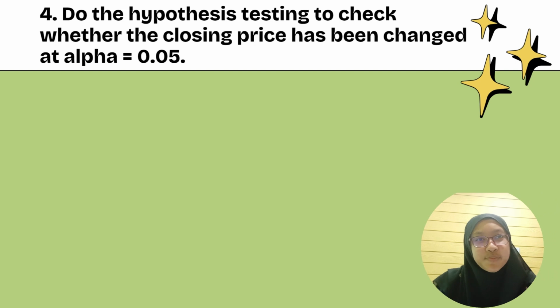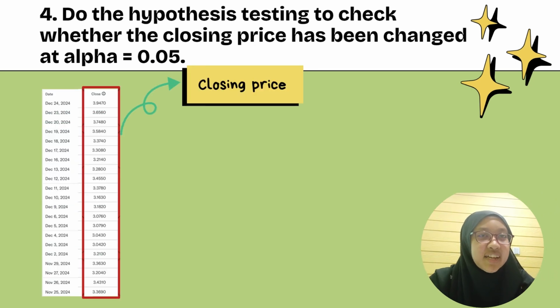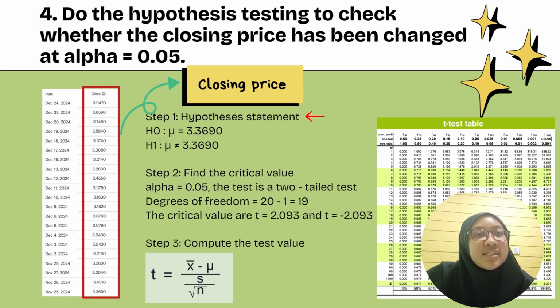Okay, next for question number 4. Do the hypothesis testing to check whether the closing prices will change at alpha equal to 0.05. So for step 1, we do the hypothesis statement. H0: mu equal to 3.3690 and H1: mu not equal to 3.3690. Next, step 2, we find the critical value. So the alpha given is 0.05.